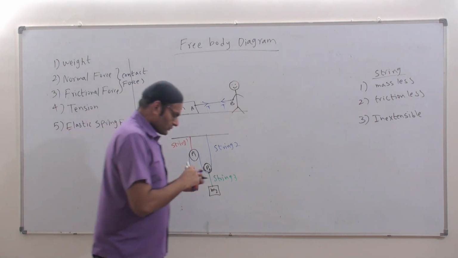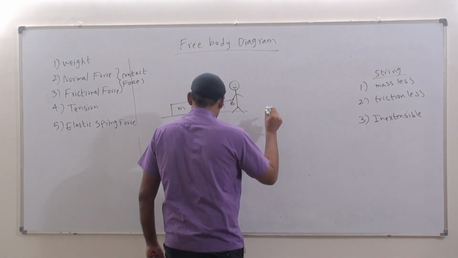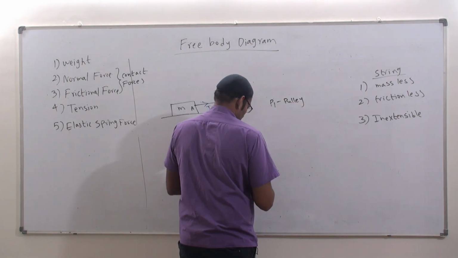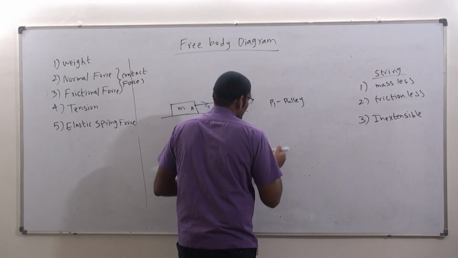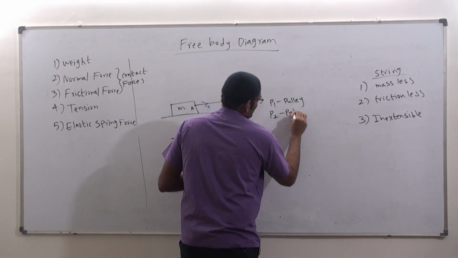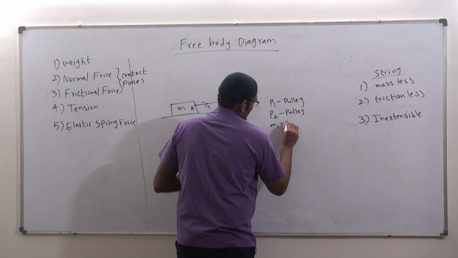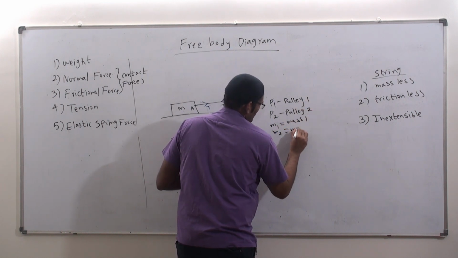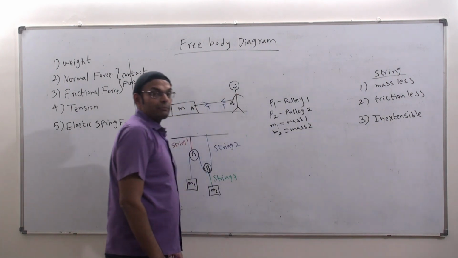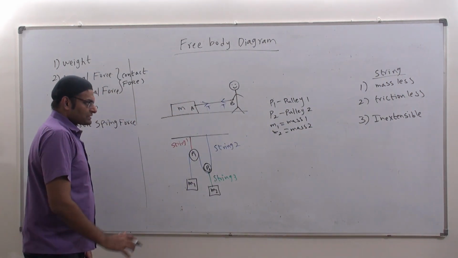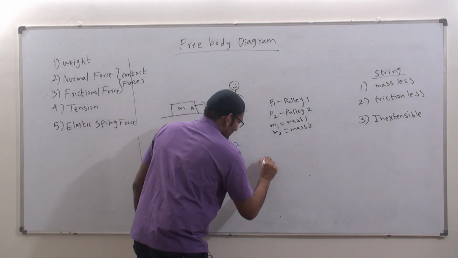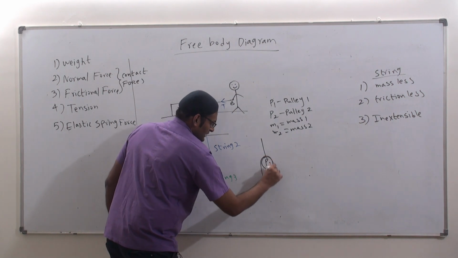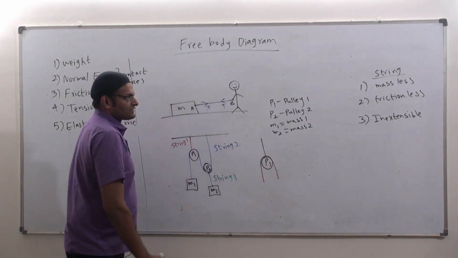I isolate an object, then I look at the forces acting on it. Let's do it. So you have P1 pulley, and this is P2 pulley, M1 mass, M2 mass. So what am I doing? I am trying to calculate the free body diagram. So let's take individually each one. P1 I take. Now you can see the direction. This is like this. Okay.